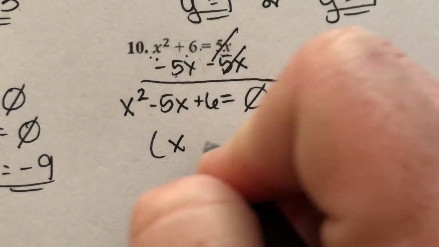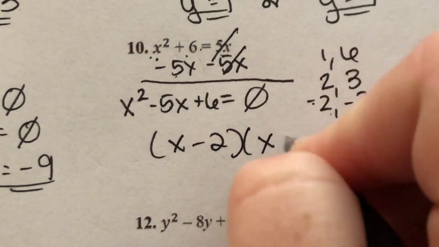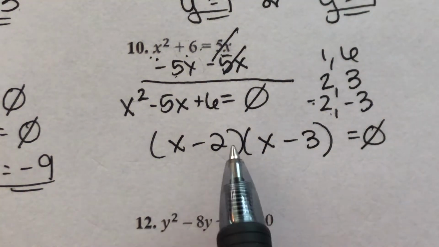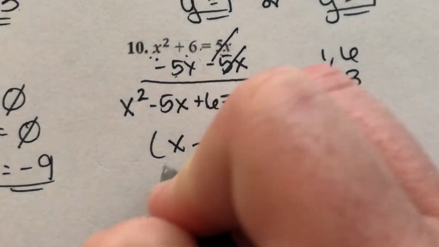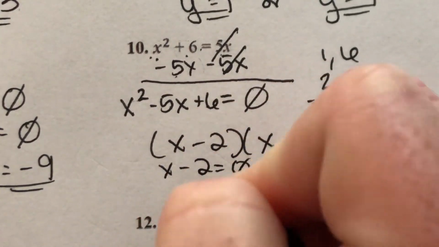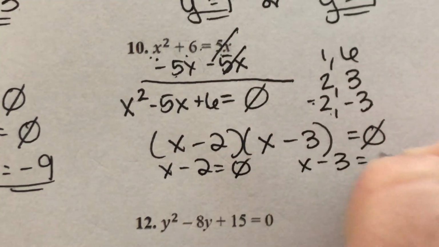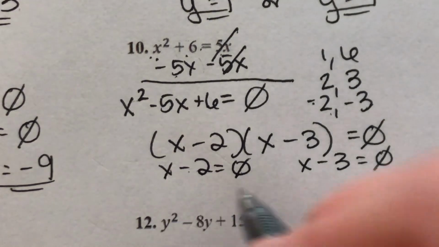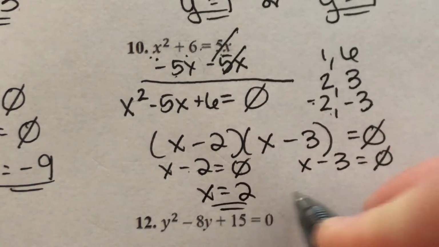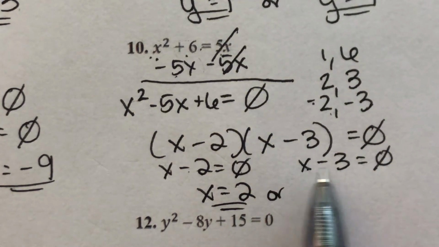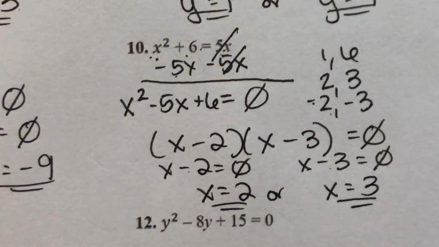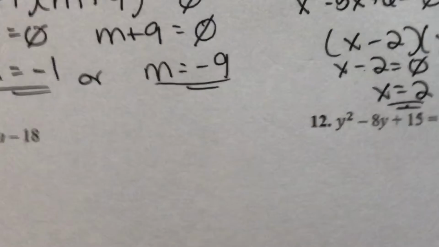So x minus 2, x minus 3, that's still equal to 0, and then I set each set of parentheses equal to 0 to solve. x minus 2 equals 0, x minus 3 equals 0. So here to get x alone, I have to add 2 to both sides, so x equals 2. Here, to get x alone, I have to add 3 to both sides, so x equals 3. So x is either going to be 2 or 3. Either one of those will make this a true statement.